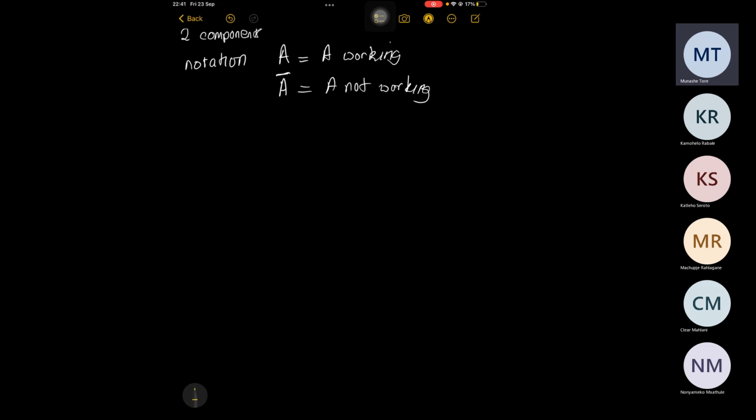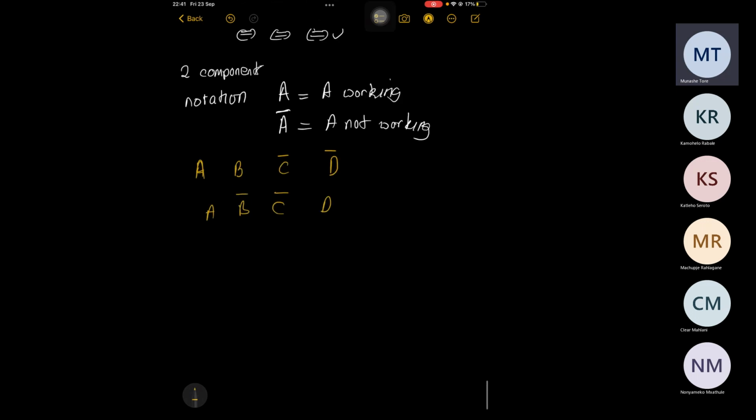So the probability of 2 components working, we have A, B, C, and D, isn't it? So let's start with A. Let's say A is always working in this case. So if A is always working, it's going to be A working, B working, C not working, D not working. The other combination, A, B, C, D. It's going to be A working and D working. So B and C will not be working. See, this is for any 2 components working. But for now, we are concerned with A only.